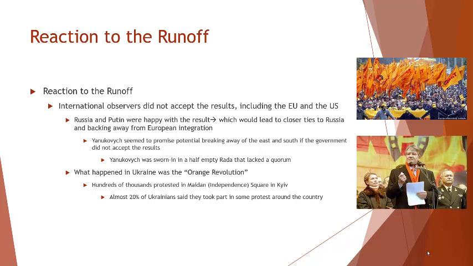It lacked a quorum. So what happens here is what's known as the Orange Revolution. So hundreds of thousands of people protested in Maidan Square, which is Independence Square in Kyiv, and all around the country. It turns out that there were actually pro-Yanukovych protests in other parts of the country, especially in the South and especially in the East. But it's estimated that 20% of Ukrainians took some part in protests around the country. So I want to show you this clip here from NBC showing what they saw, kind of looking back.